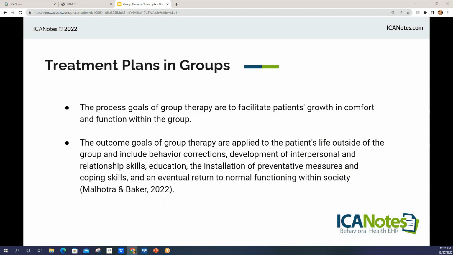So let's talk a little bit about treatment plans and groups. At any time, you can stop and ask questions. Happy to answer those. Treatment plans in group, interesting. How many of you are using or actually adding your treatment plans into your group notes?